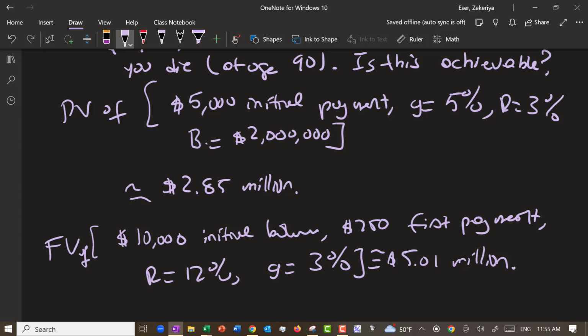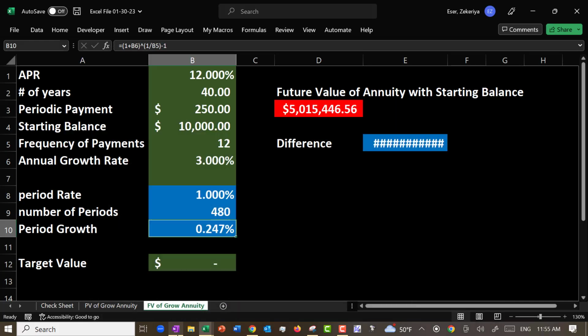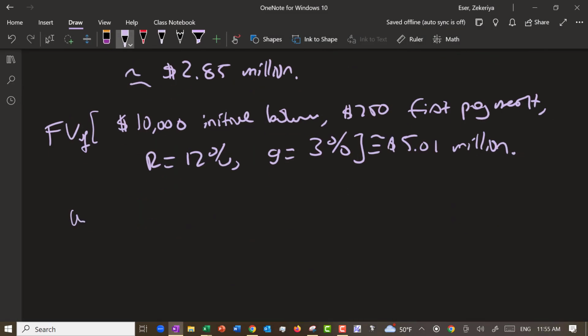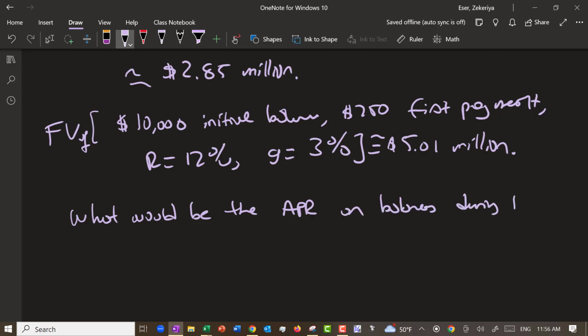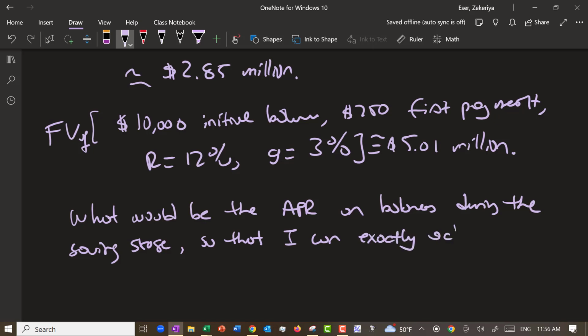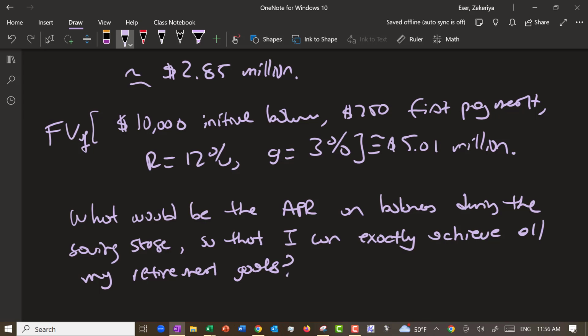So I'm going to ask myself the following question. What would be the APR on balances during the saving stage so that I can exactly achieve all my retirement goals? Now we're going to ask a different question.